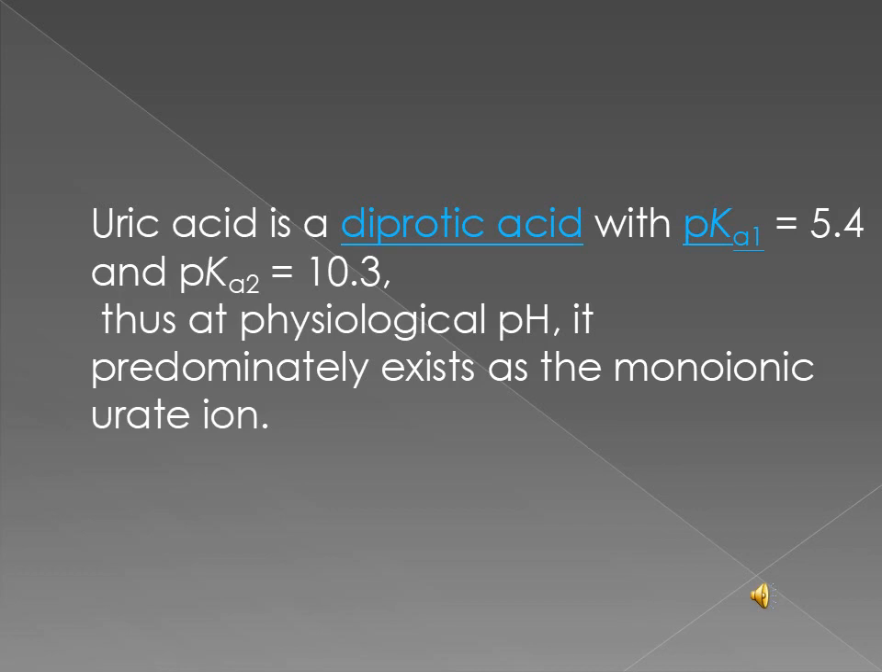Uric acid is a diprotic acid with pKa1 equal to 5.4 and pKa2 equal to 10.3. At physiological pH, it predominantly exists as the monoionic urate ion, with the pKa1 value of 5.4 and the pKa2 value of 10.3.